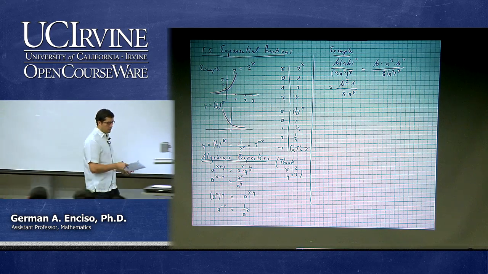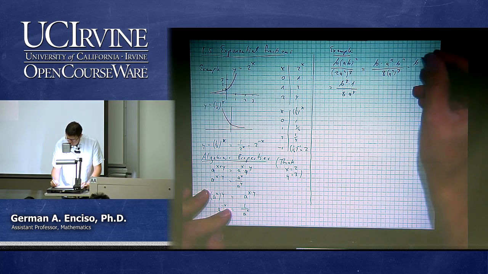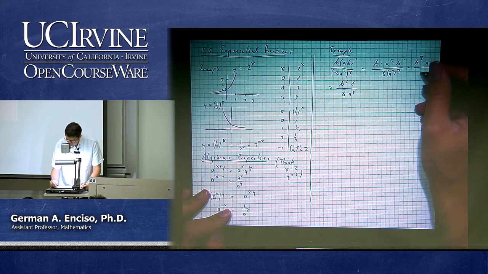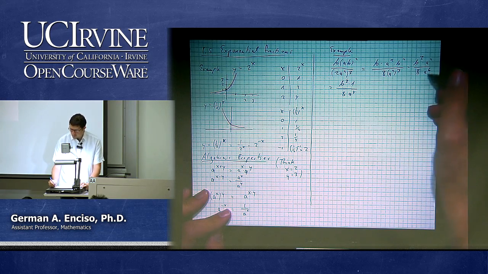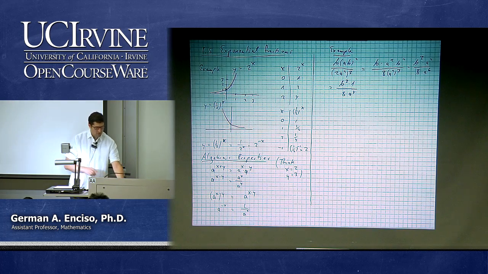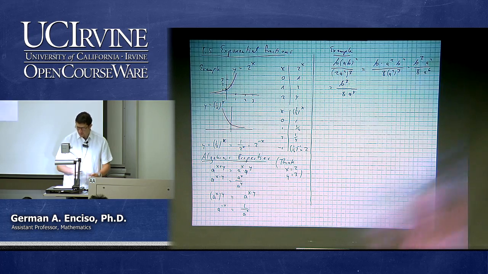Okay. So this is b to the 3 times a to the 2 divided by 8a to the 6. Okay? And this a to the 6 can be written as a to the 4 times a to the 2. And then you cancel up and down, right? And you get 1 here and a to the 4 here. In fact, you don't even need to write the 1. You can just leave it like that. That's good.